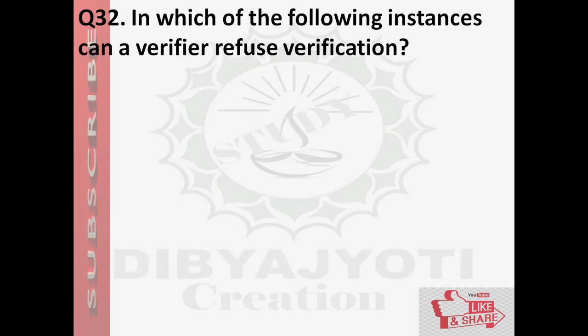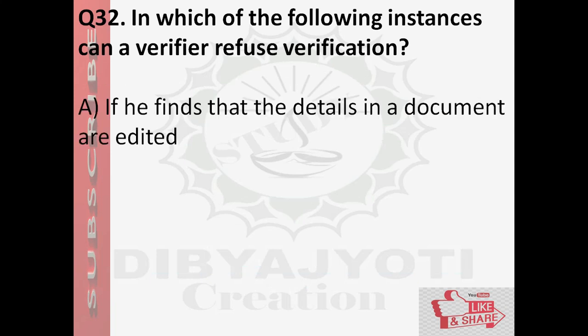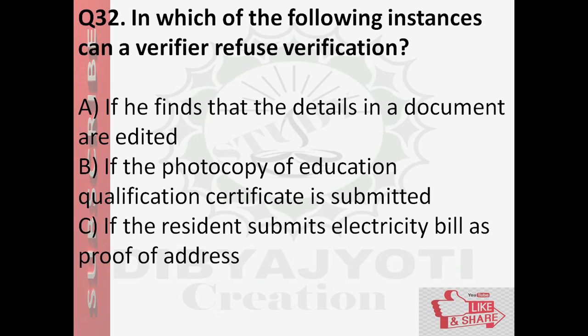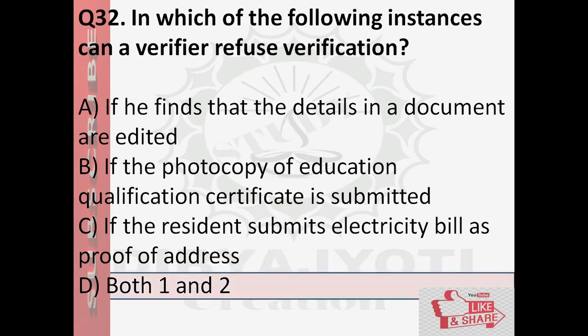Then question number 32. In which of the following instance can a verifier refuse verification? Options are option A, if he finds that the detail in a document are edited. Option B, if the photocopy of education qualification certificate is submitted. Option C, if the resident submits electricity bill as proof of address. Option D, both 1 and 2. And answer is option D, both 1 and 2.